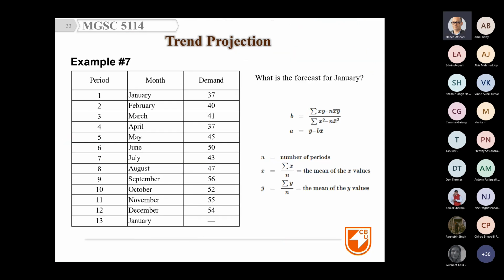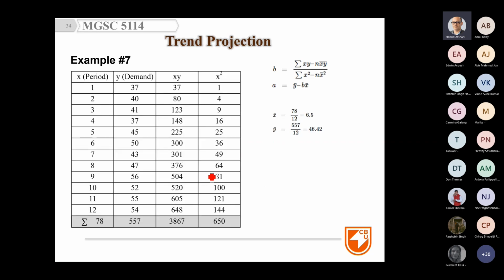Okay, there is one example. Please solve it. The idea is that I have the demand for 12 months, so I want to calculate the demand for month number 13. Here I have an assumption that demand is a function of time, so I'm using time series. Then I just need to replace all of these fractions, all the equations, and I can easily calculate it. So please do it one time by yourself and then compare it.